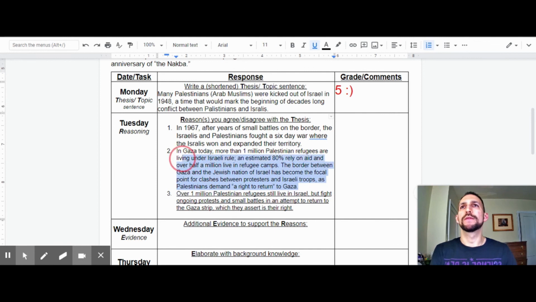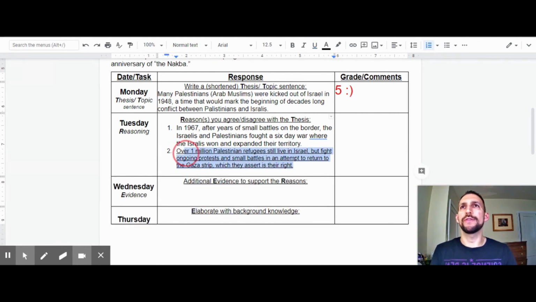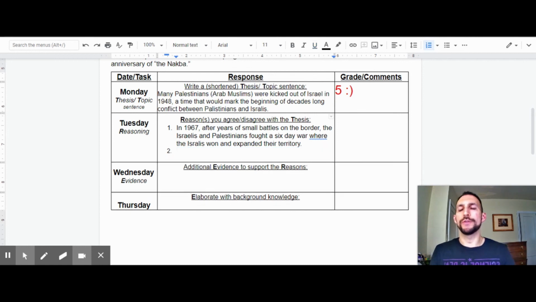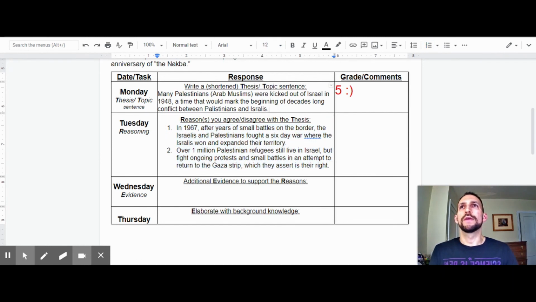Okay. We now have two pieces of evidence, both in our own words, that support our thesis being the overarching idea. Refugees, ongoing battles, Six-Day War. Let's make sure this is all uniform. So we have our reasons that we agree or disagree with the thesis. We agree with the thesis, we believe it is the thesis, and we found evidence in the body of the writing.